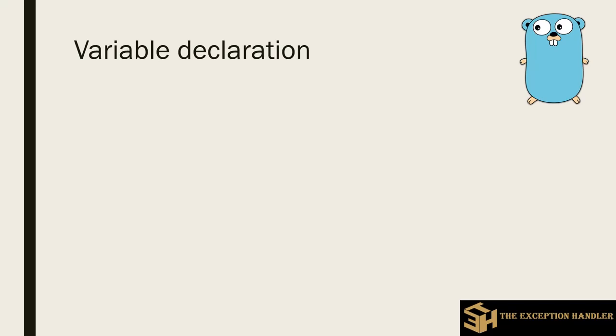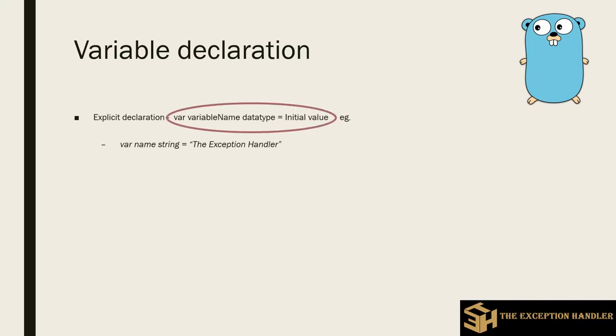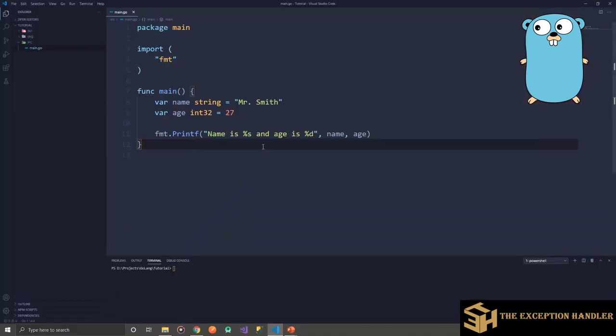So let's understand the explicit type declaration first. Here I have a variable with the name as name, and its type is string, and the initial value is given to it. Here the initial value assignment is an optional part. You can skip it and you can do it in a later part of your code as well. Now let's see a code for the same.